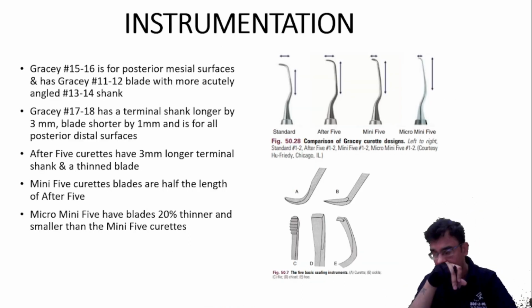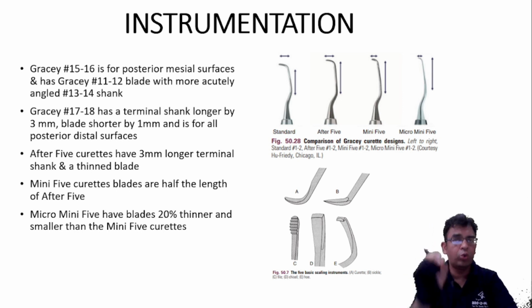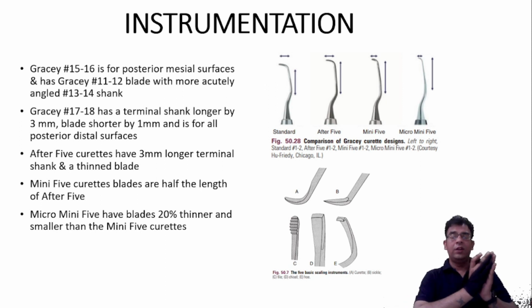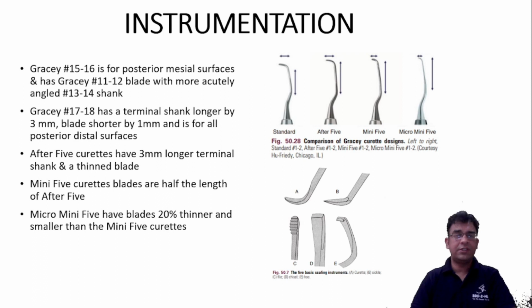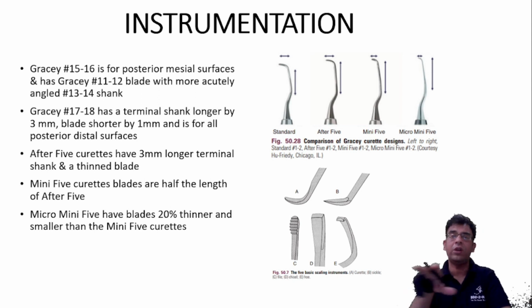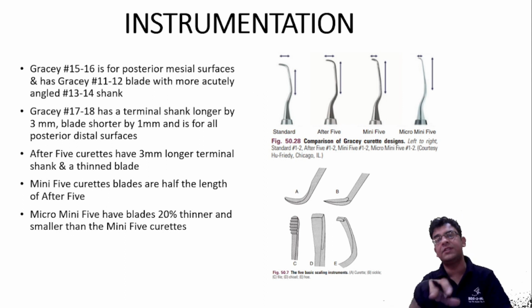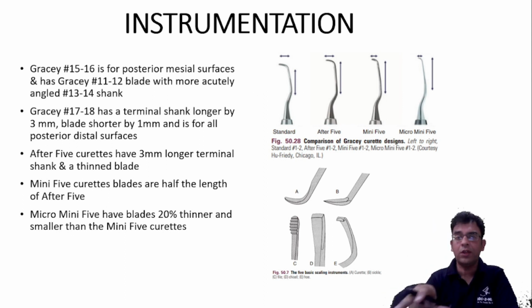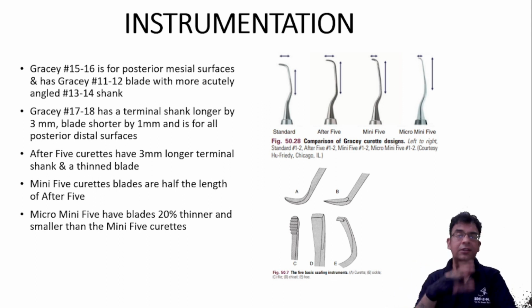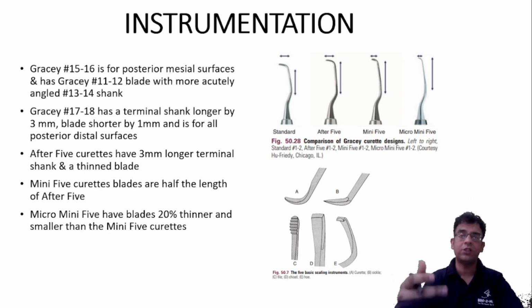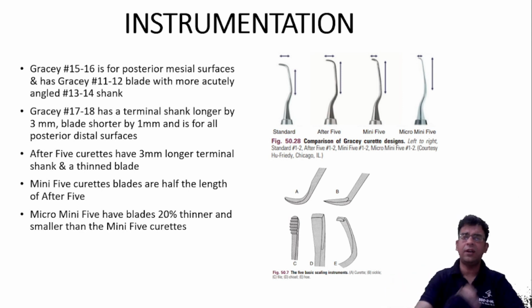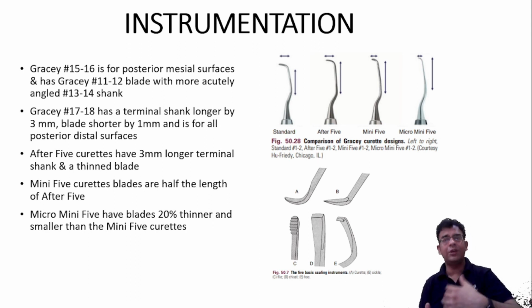Instrumentation, like I was telling you: scaling instruments, curettes, all the curettes. I mean subgingival instruments. Difference between universal and Gracey, an evergreen question, simple question. But now Gracey 15, 16, Gracey 17, 18, in this you can get confused. If you do it wrong, like what Gracey 1, 2, 3, 4 is used for and what Gracey 11 and 12 is used for, then you are in trouble. Okay, that you cannot make a mistake in. But these, yes, Gracey 15, 16, 17, 18. Then what is after 5, what is mini 5, what is micro mini 5. Simple difference, subtle difference. But when you go one by one, you will get to know, right?